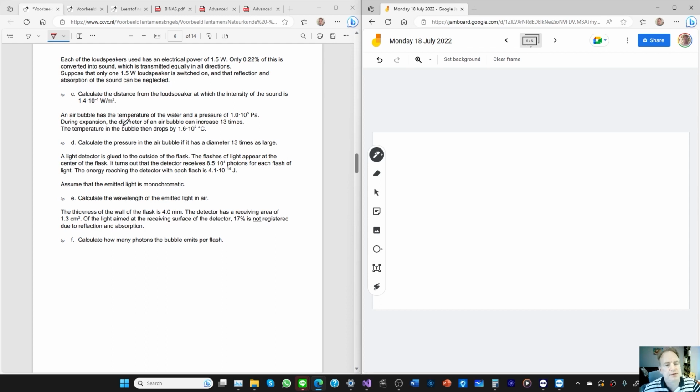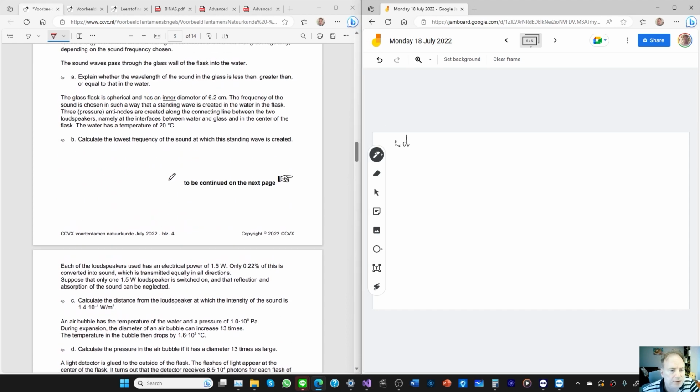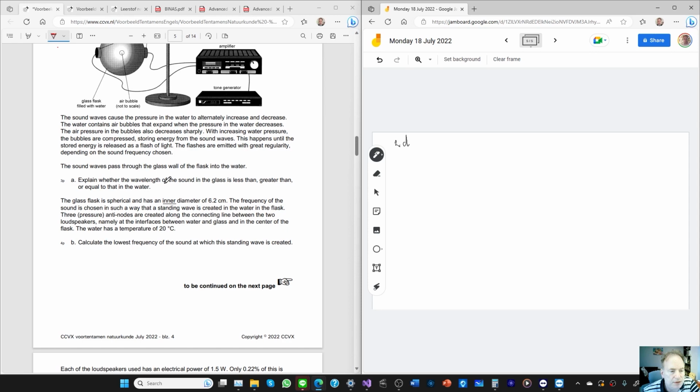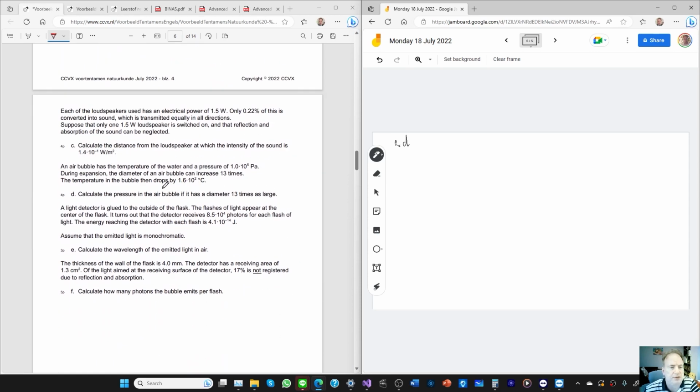So the temperature in the bubble drops. That's interesting. It would probably quickly get the same temperature as the water, but I guess they just ask for this right after the expansion happens. And yeah, I assume the temperature of the water. I already forgot the value. Oh, temperature 20 C. That's also what I used for the speed of sound calculations.